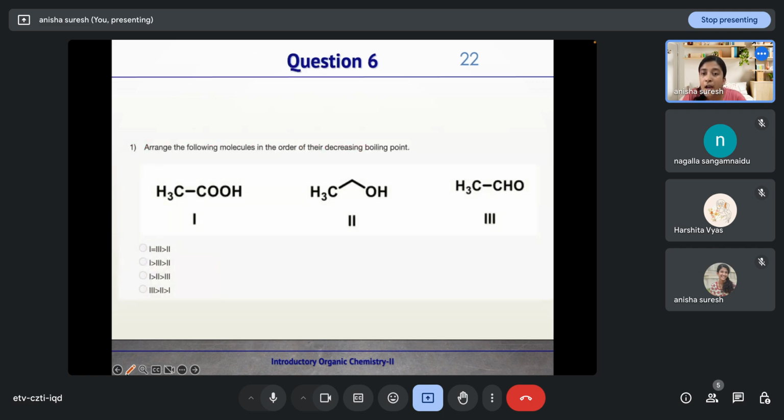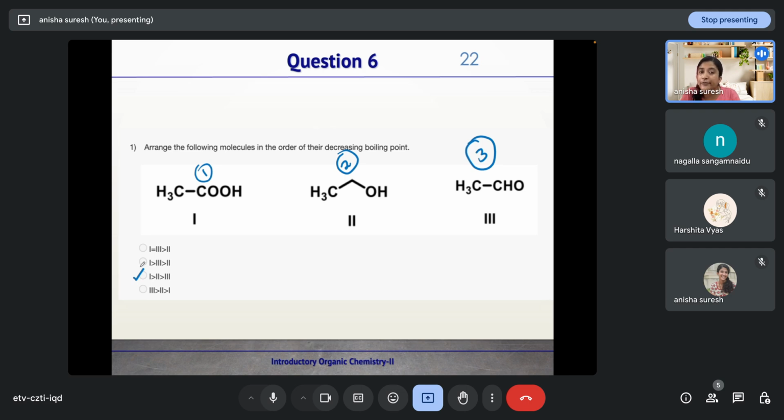So this is the question. Arrange the following molecules in the order of their decreasing boiling point. Which will be having the least boiling point? Aldehyde. Aldehyde will be having the least boiling point. So this we can assign 3. Then alcohol and acid, which will be having the lower boiling point? Alcohol. Yeah. And then acid. So the option C will be the right answer.